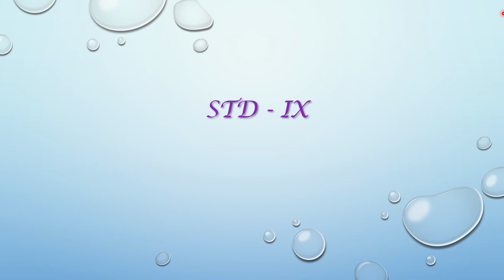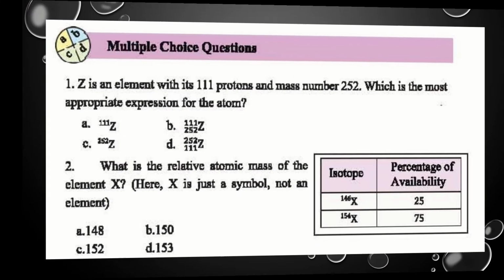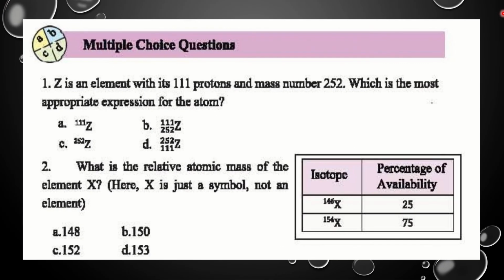Dear students, we have completed chapter 3 of your chemistry book, Structure of Matter. Today in this class, we will solve the exercise from the book. At first, MCQ. Number 1: Z is an element with 111 protons and mass number 252. Which is the most appropriate expression for the atom?